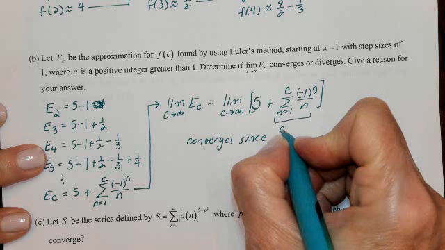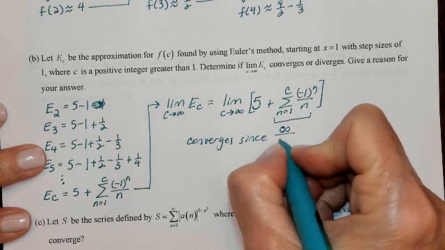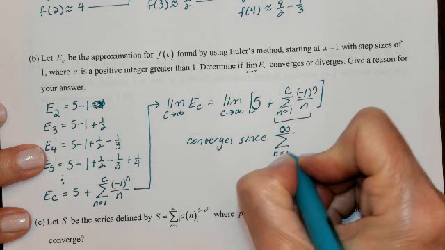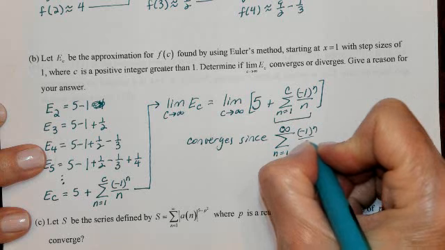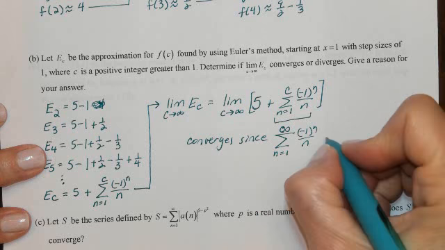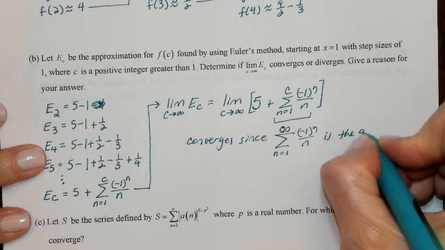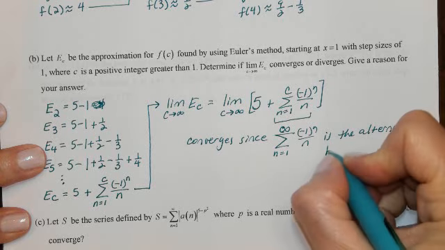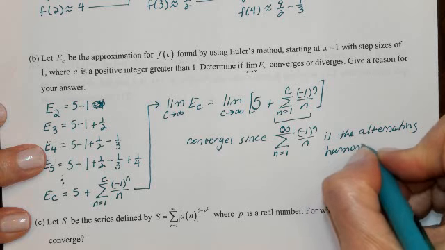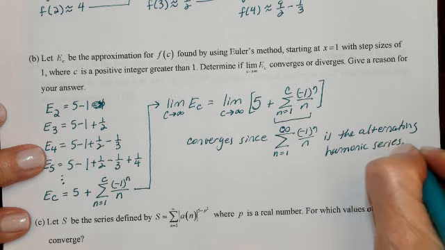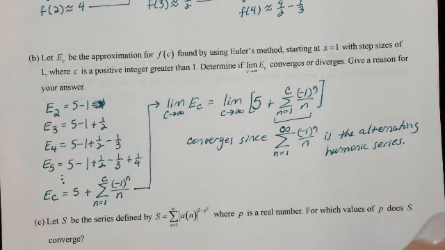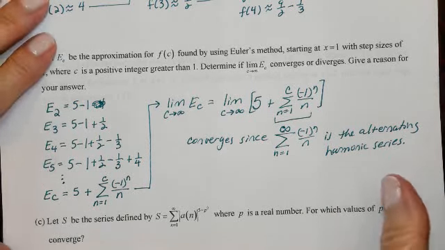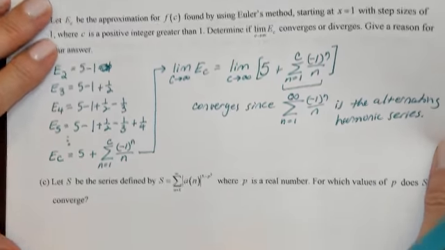So this converges since that series is the alternating harmonic series. You could also say it converges by the alternating series test. Sorry, alternating series test. It's not p-series. Okay?